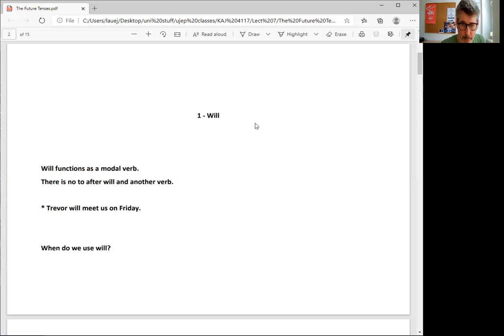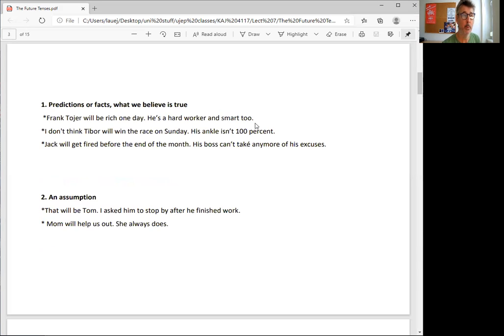And so when do we use it? That's what we want to kind of figure out. Will is fairly easy to create and make. You should be able to do that at this point. Be able to put together a question or a negative, won't, or I'm not going to go into that because hopefully you know how to do that. But what we want to focus on is when do we use it, and especially in comparison to going to. When do we use going to? When do we use will? And are there big differences there?